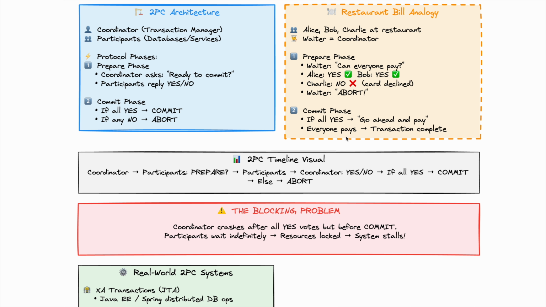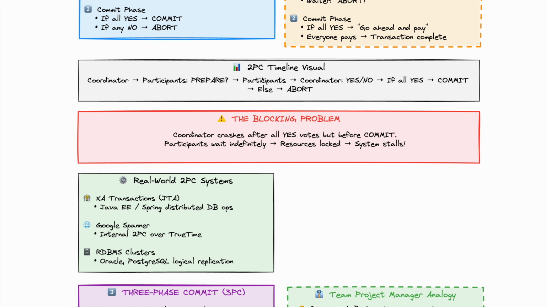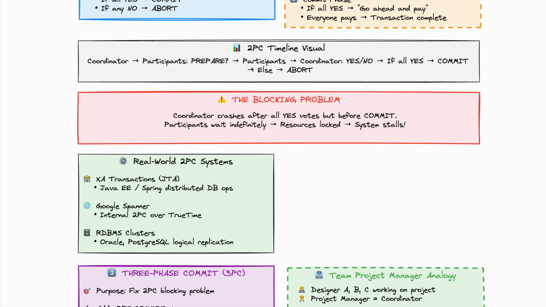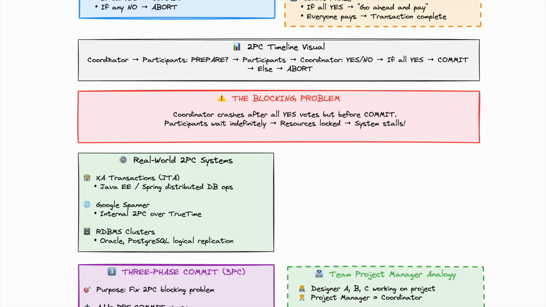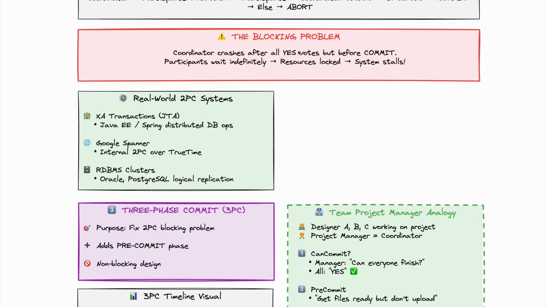And if everyone pays, then in that case we consider that transaction complete. So for the visual timeline of the 2PC protocol, we have a coordinator. The coordinator sends participants a request asking whether they are prepared or not. In the first phase, we send a prepare message to all participants and await their responses. If all of them say yes, then we commit. If one of them says no, then in that case we abort the transaction.